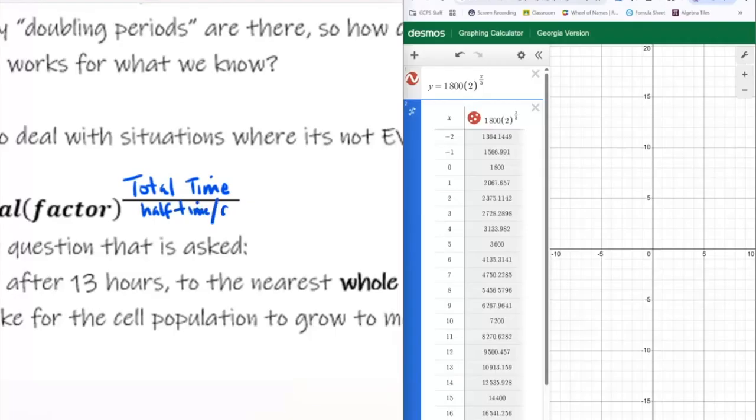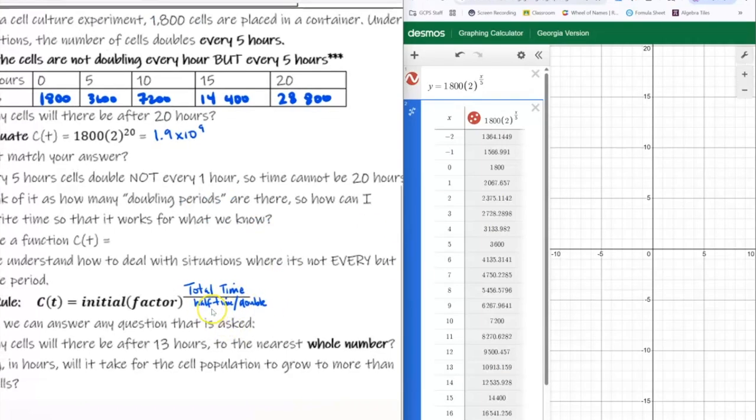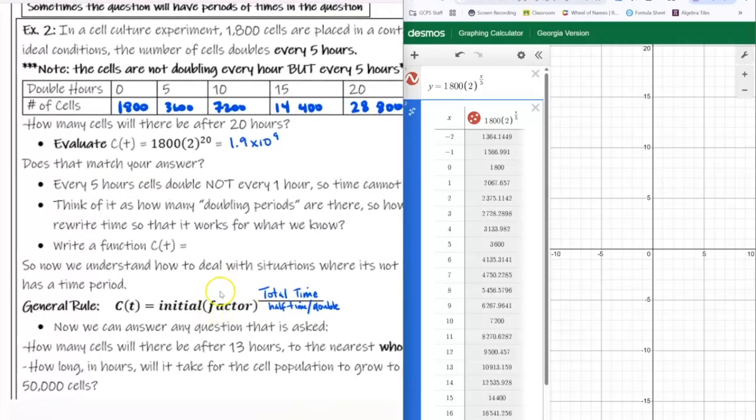Or slash double time. The reason I say that is because you're going to get mostly the questions that have these periods are either half or double. So I'm just going to make a general rule like that that should work for any situation you have. So again, your initial is your A, your growth or decay factor is your B, and then your total time is your X, and then this time divided by the time that is either halving or doubling.